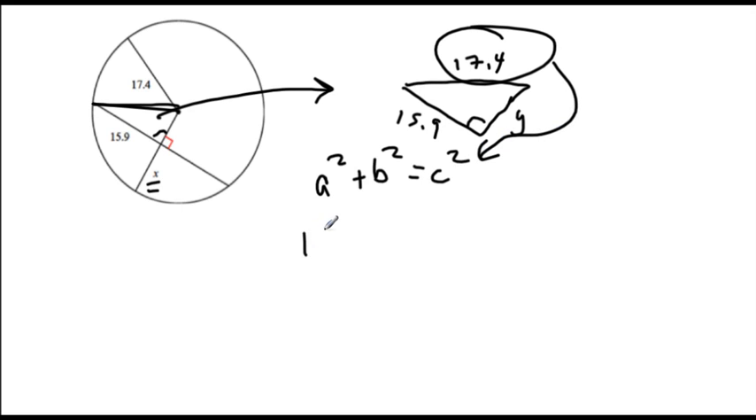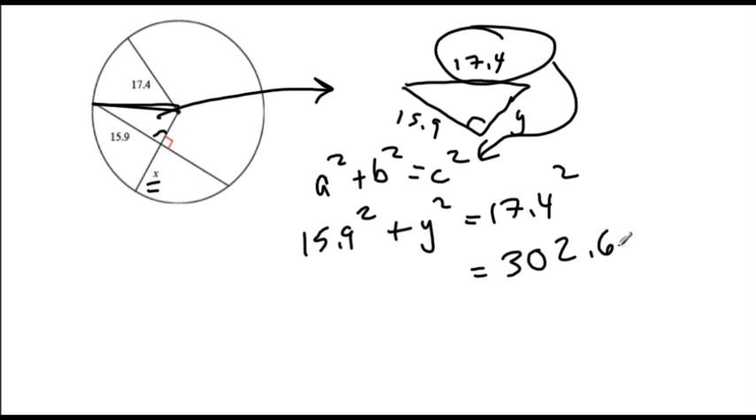We use this thing left and right in this course. All right, remember that the hypotenuse has to go in for c. So we're going to get 15.9 squared plus y squared is going to equal 17.4 squared. All right, so if we figure these numbers out, 17.4 squared, we get 302.76. All right, see how I snuck that in there? Tricky, Mr. Kelly.